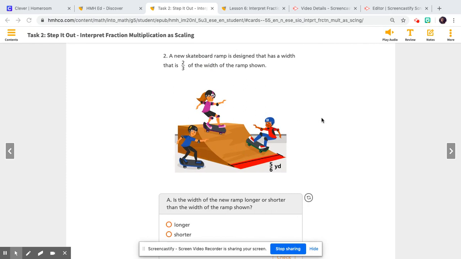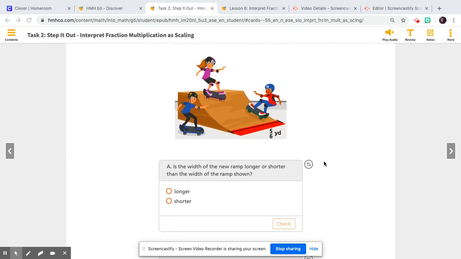If I'm multiplying by 1, it stays the same. If I'm multiplying by a fraction greater than 1, it's going to be greater. If I'm multiplying by a fraction that's less than 1, it's going to get smaller. So you have to ask yourself, this is 5/6. Obviously, it's less than a full yard. Okay, it's not 1. And now I'm multiplying by 2/3. Is this greater than 1, less than 1, or is it the same as 1?